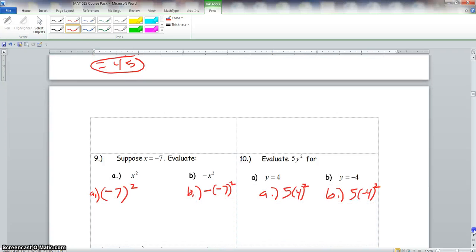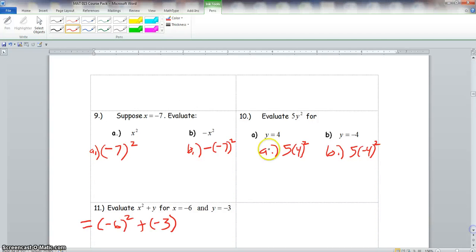Now number 9, we have an a and b, but it tells us here to suppose x is negative 7, so we'll put negative 7 here for x. So we have in parentheses negative 7 squared, which we know is really negative 7 times negative 7, which is 49. So we know this is 49. Now we come here to b. This is the opposite of x squared. So we know we would substitute in negative 7 for x, and then that squared.